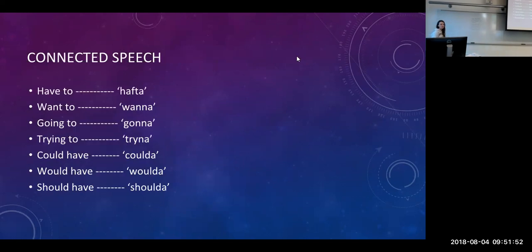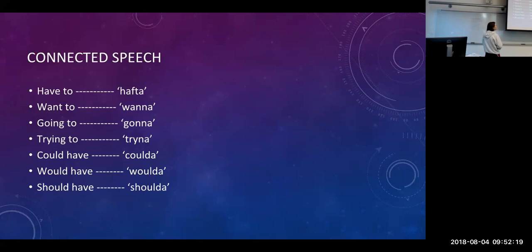A lot of times we also connect our speech in English, and these are just some examples of spoken English that happens a lot. In fact, a lot of young kids now with texting and computers, because we say words like this all the time, they think these are the actual words. I will have students write "gonna" instead of "going to" in their papers.